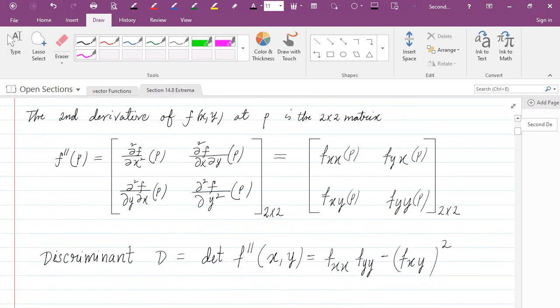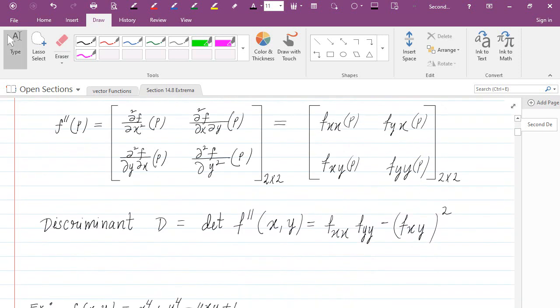All right. So the discriminant of the function f is denoted by D, and it is defined to be the determinant of this 2 by 2 matrix. So if I look at f double prime evaluated at (x, y), then take the determinant, the determinant would be fxx multiplied by fyy minus fxy multiplied by fyx. But these two are equal, so I can simply write fxy squared here. So this quantity is known as the discriminant of the function f.